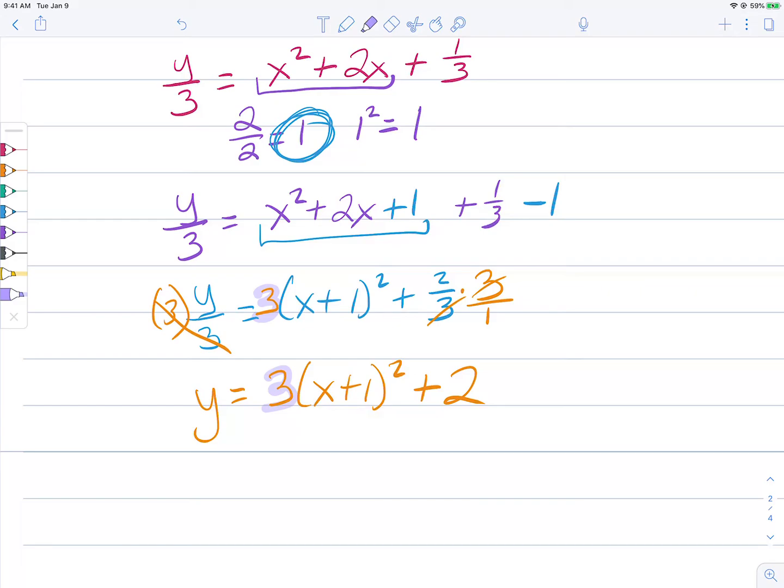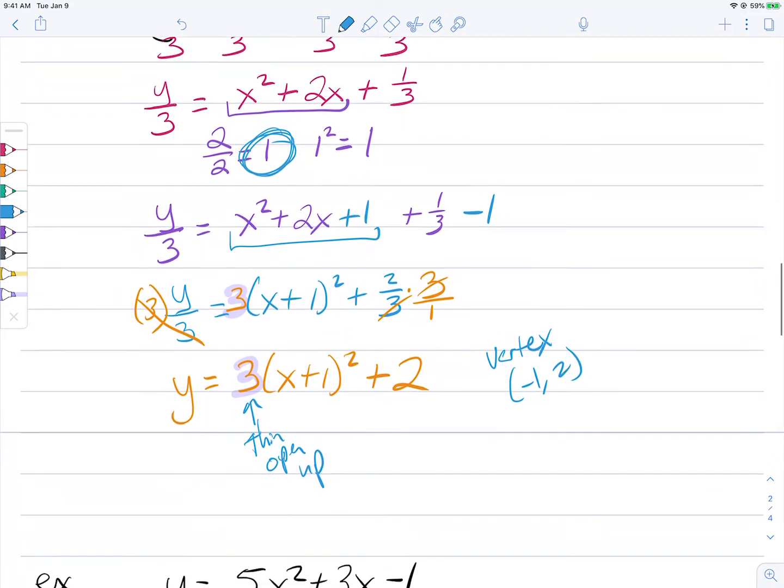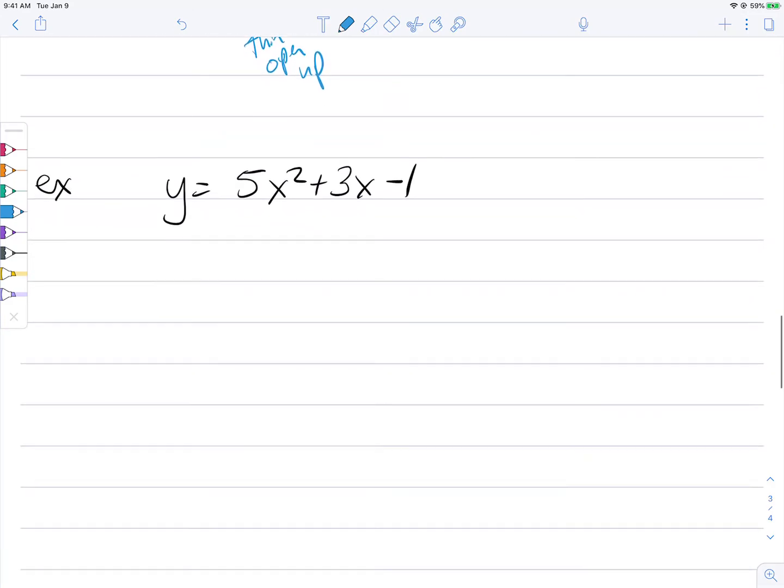So now I can say that my vertex, if I wanted to know my vertex, is at -1, 2. And this parabola is going to be a very thin parabola opening up because my slope is a 3. The sides of my parabola are going up 3 times quicker than the original y equals x squared parabola. Okay, let's try this one more time.